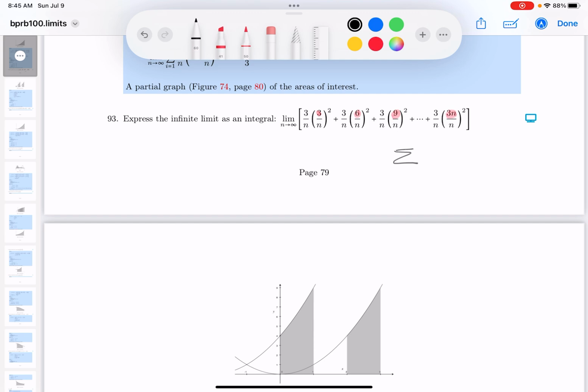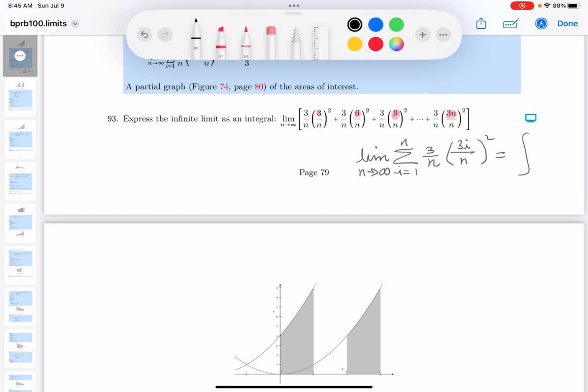The sum, it looks like I have 3 over n, and then I've got an n here. I've got a square here. Those are the things that are not changing. And then I'm looking at this. I'm going to say i equals 1, and it looks like it's 3i, and that goes up to n. And it's a limit, n goes to infinity. And they said it's an integral.